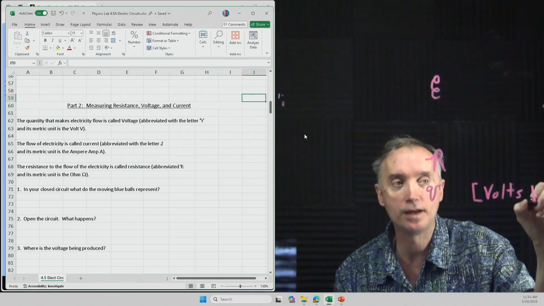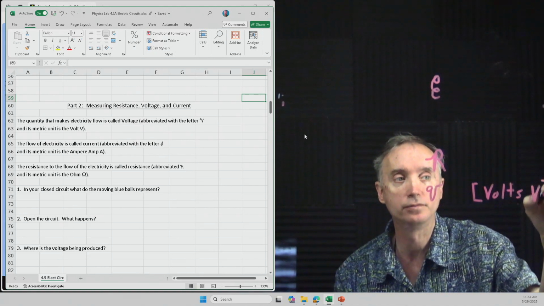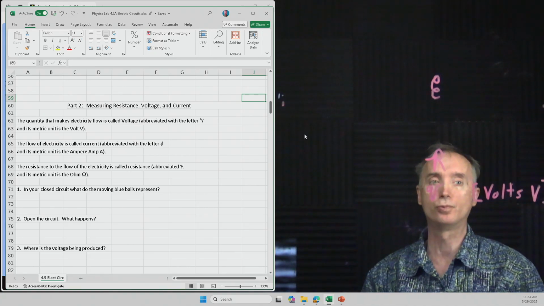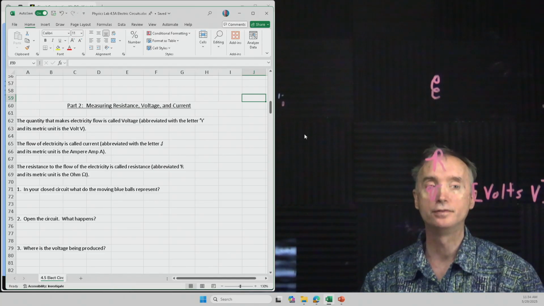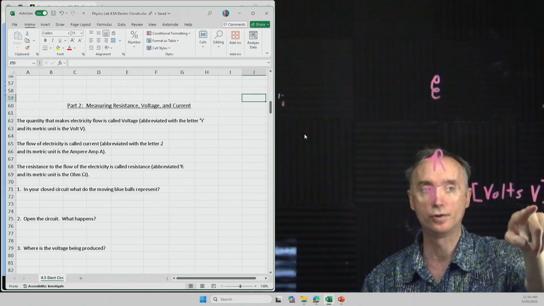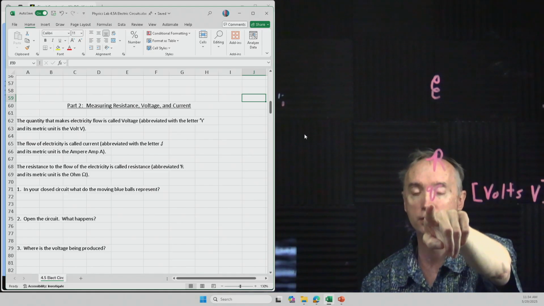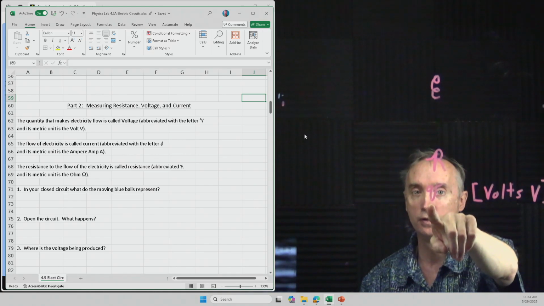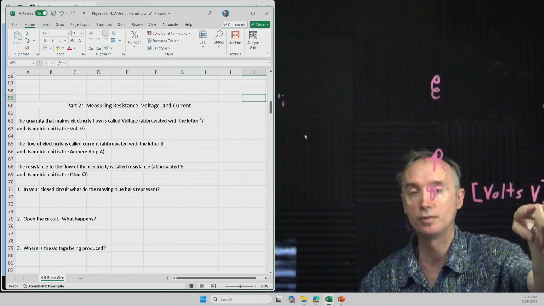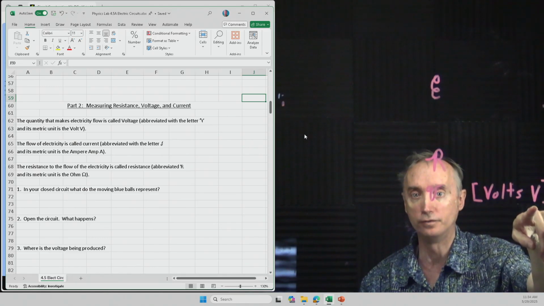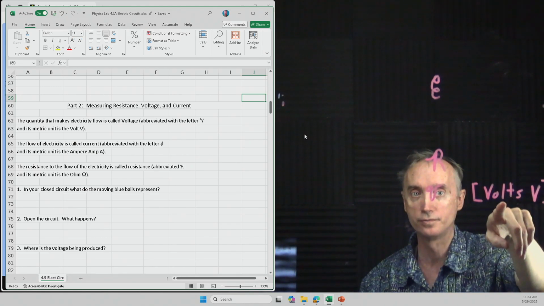And then we abbreviate that with the letter V. So you could write out the word volts for voltage if you wanted to, but it's probably better just to abbreviate it with the V. So cursive V is the quantity voltage, and then this V is the official metric unit of voltage, the volt.